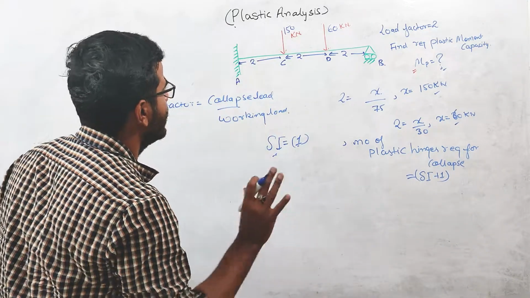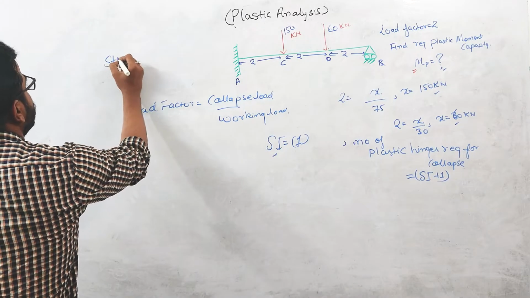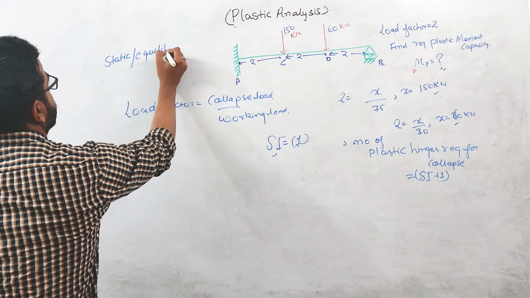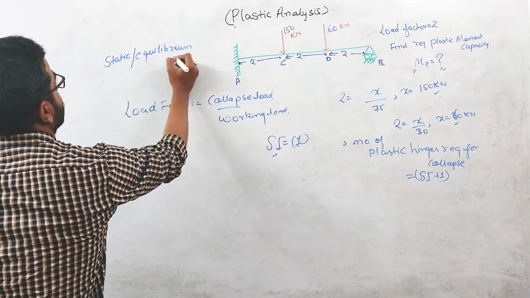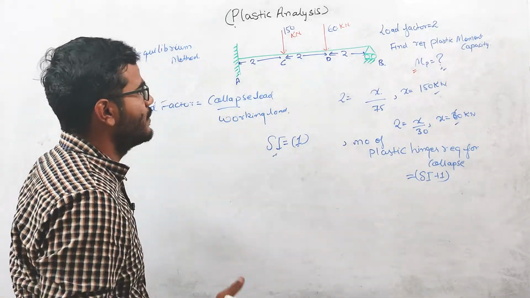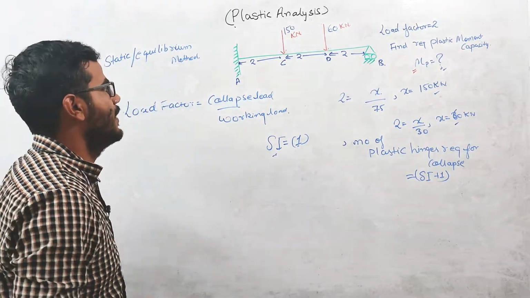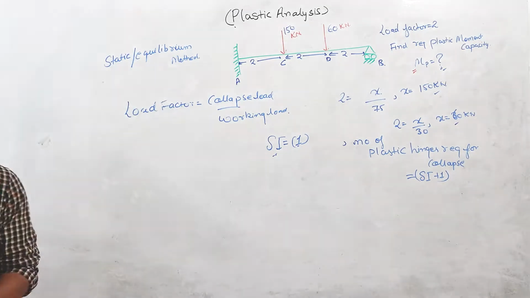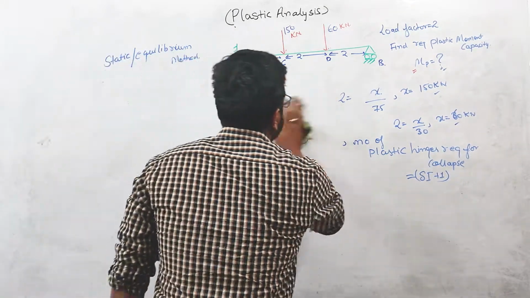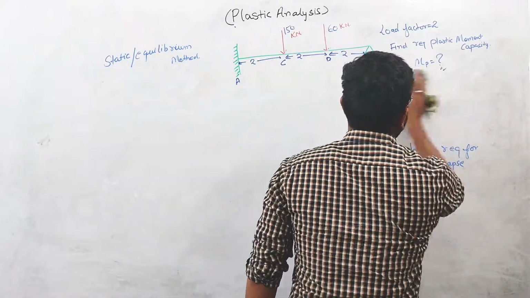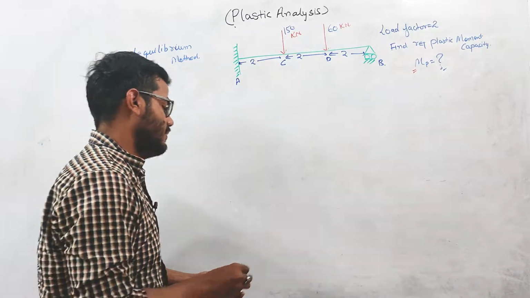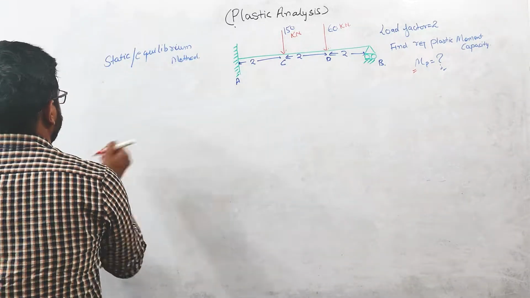We need to solve this problem using the static equilibrium method, where we will use the equilibrium equation in terms of moment. So two plastic hinges are needed basically. The next step is to form the moment equilibrium equation, and this is very, very important.